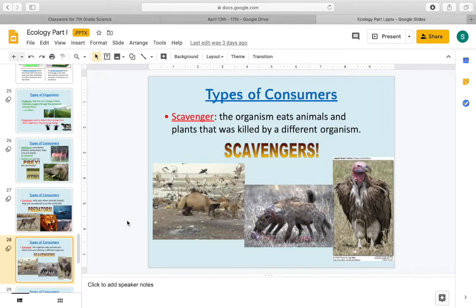The next type of consumer that we're talking about is a scavenger. These are animals that eat other animals or plants that are dead. Okay? They will go and pick out the remains. Those are considered a scavenger.